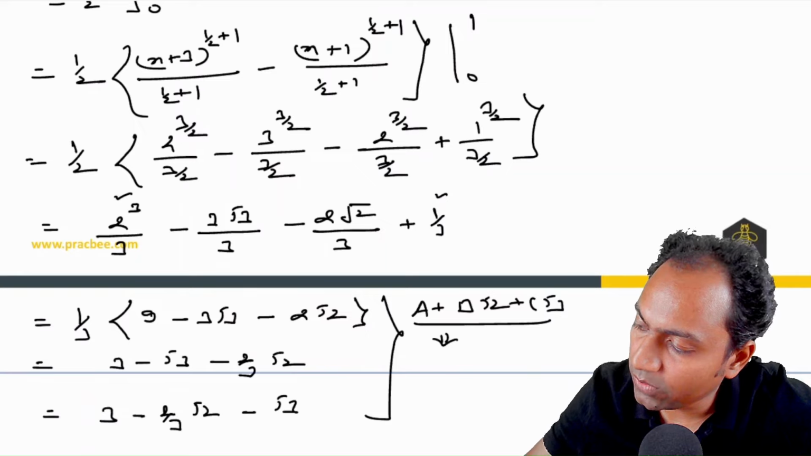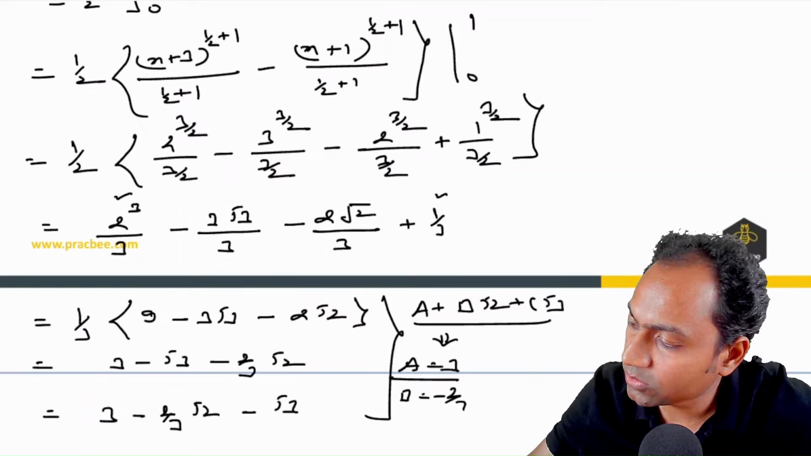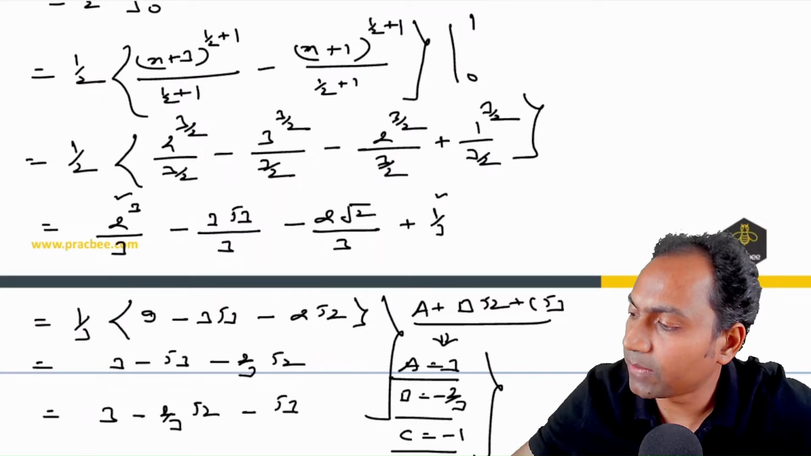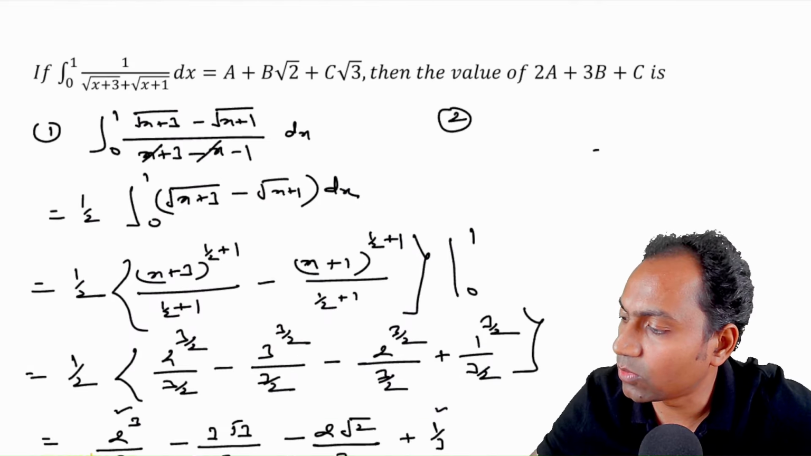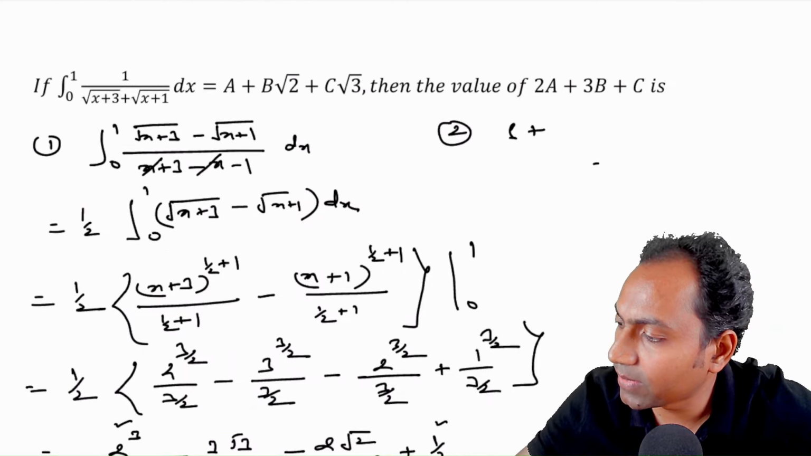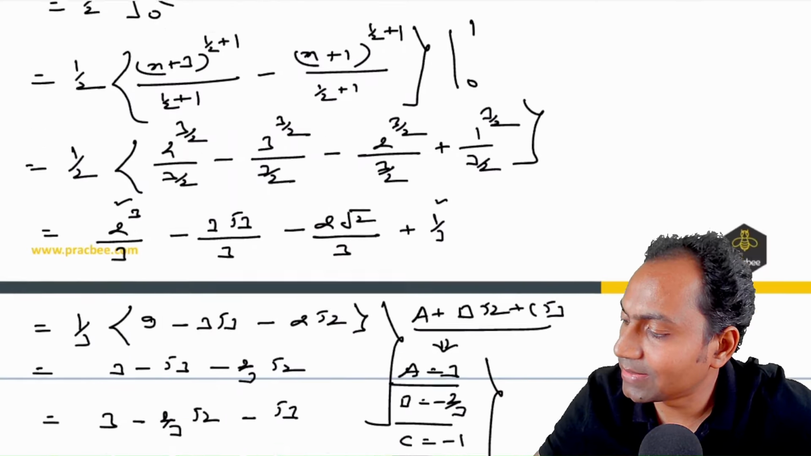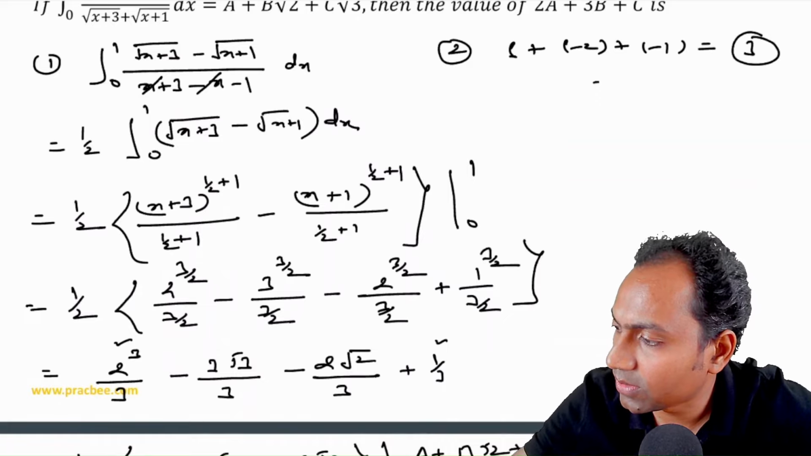The value of a from here comes out to be 3. The value of b from here comes out to be minus 2 by 3, and the value of c comes out to be minus 1. If I put into the expression, that is 2a, so 2 times a will become nothing but 6. 3 times b will become nothing but minus 2. And then c becomes nothing but minus 1.